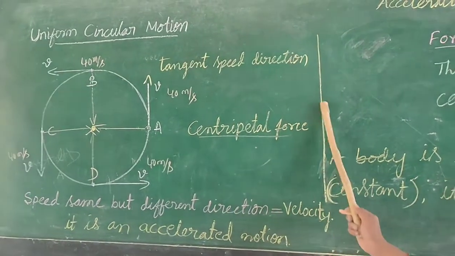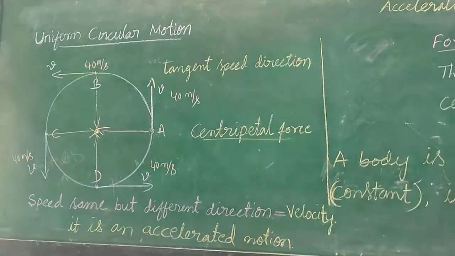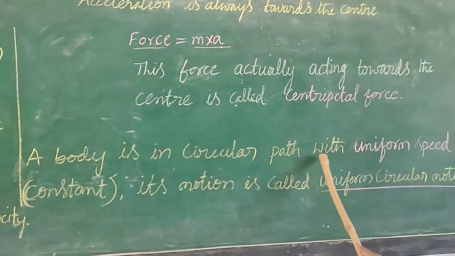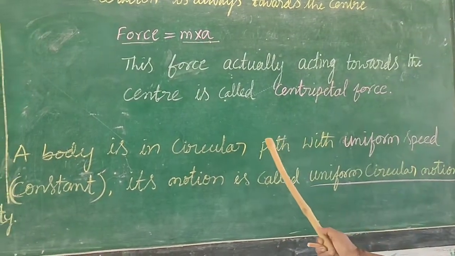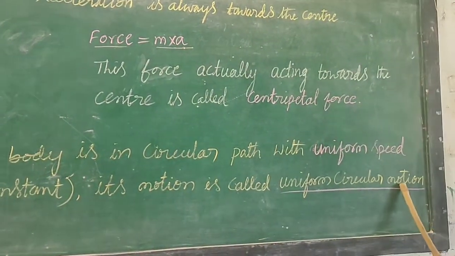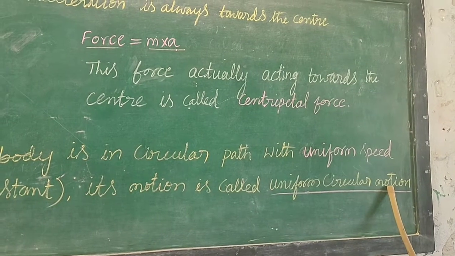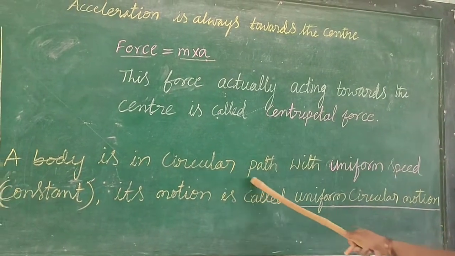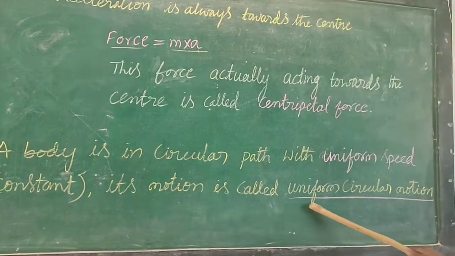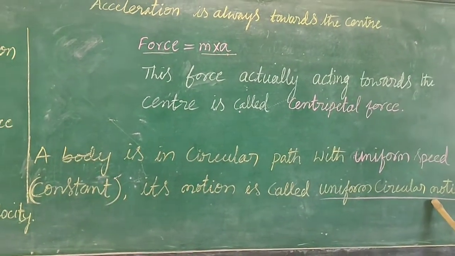So now what is uniform circular motion? The body is in a circular path with uniform speed, meaning constant speed. Its motion is called uniform circular motion. Any body that moves in a circular path with constant speed is in uniform circular motion.